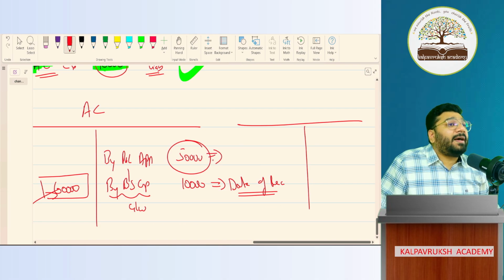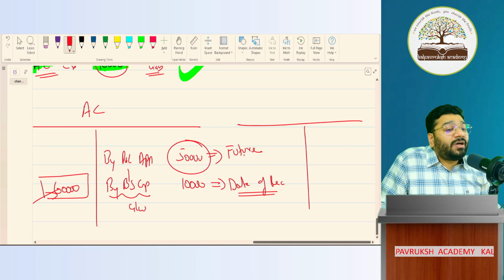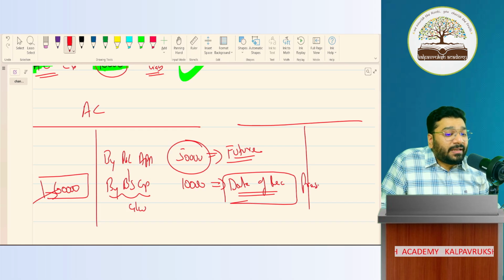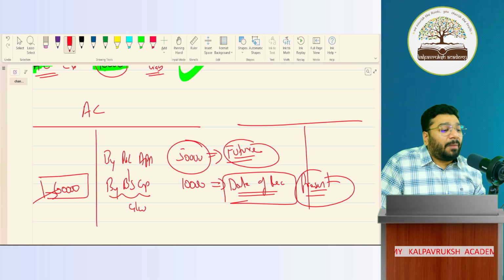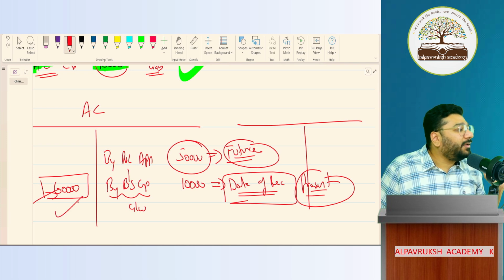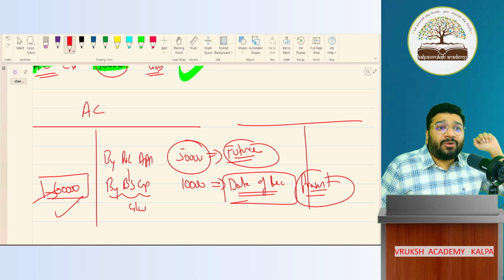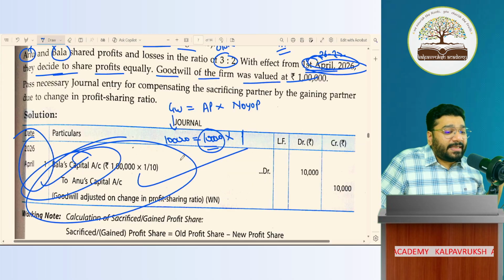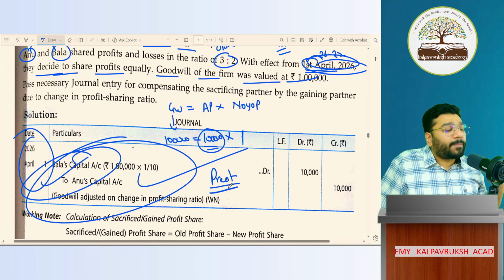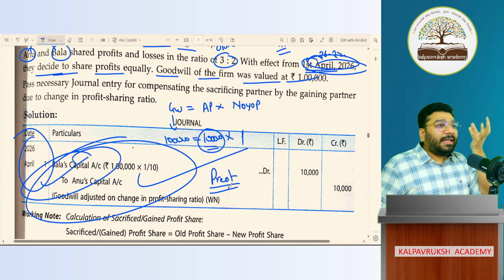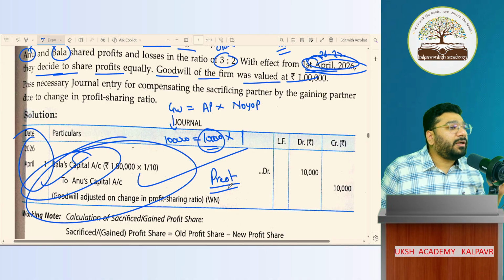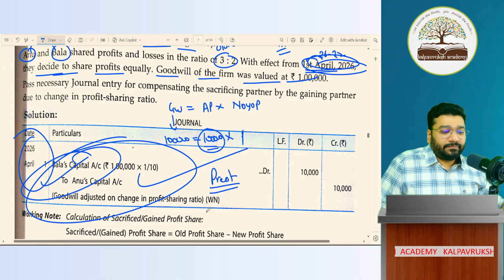This entry, when will I pass? In future. This is the present entry. So the present entry and the future entry, if I combine, it becomes a fair entry. Got it? Not got it? Tell me now. So this goodwill entry that you're passing is the present entry. The future entry I'll pass. And if you combine the present entry and the future entry, you'll get the perfect correct entry. Got it? Not got it? Clear or not clear?